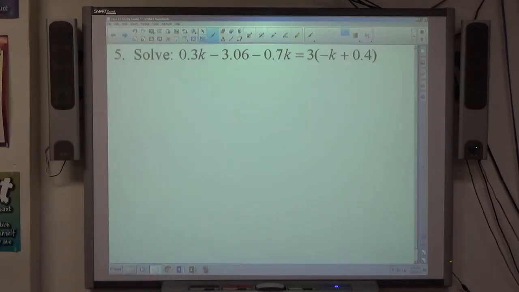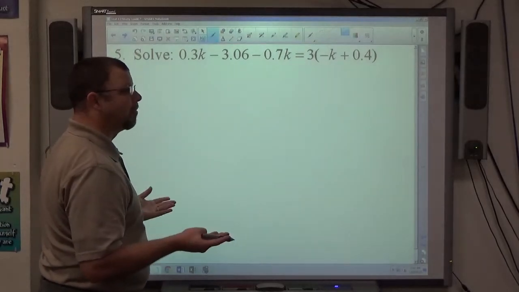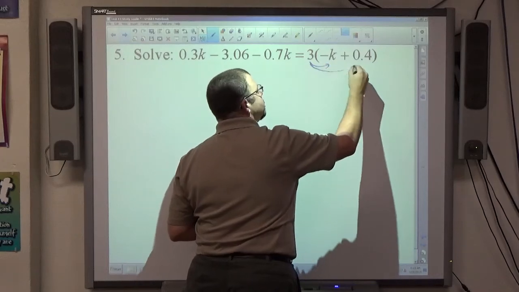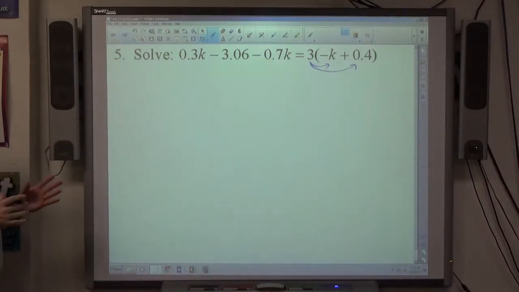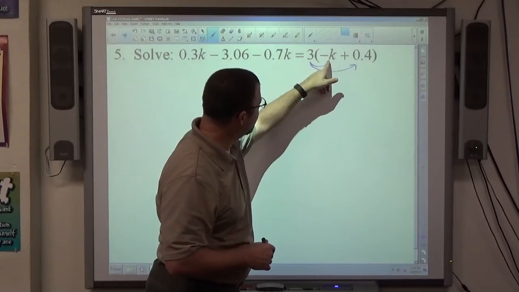Number 5, a decimal equation, has a little distributive property going on. You can decide to work with decimals or not. Again, I prefer not to. So what I'm going to do, first off, I'm going to distribute here. And when I do this distributive property, I'm also going to make everything have the same number of decimal places. So 1 decimal place, 2, 1, and then none and 1.